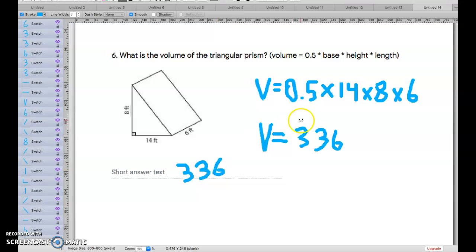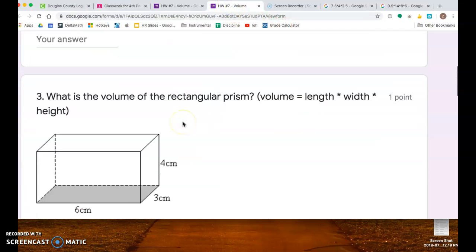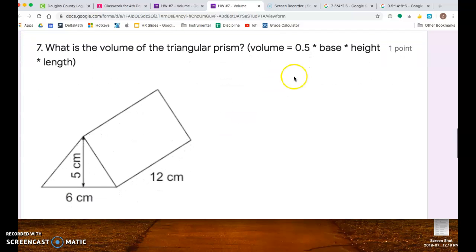So again, the problem that I saw was that some people were just adding the numbers, and that's not what you do. You need to multiply them. And when you were dealing with the triangular prism, you need to multiply by 0.5. Here's a rectangular prism, and I give you the formula. You don't see the 0.5 in here because it's a rectangular prism. And then here's a triangular prism problem. It tells you the formula for volume, and you see that 0.5 included in there. So just make sure that you're using the right formula.